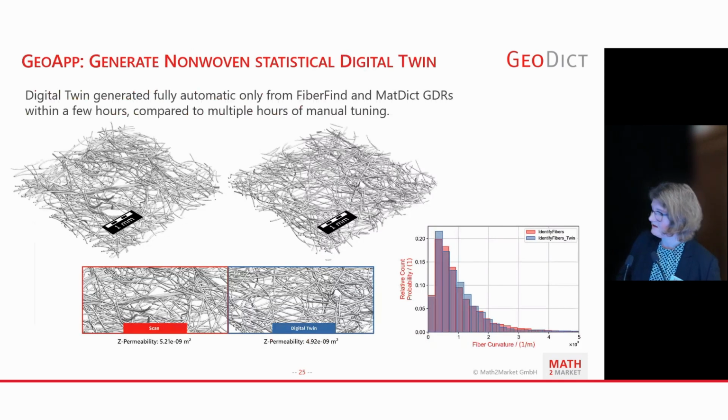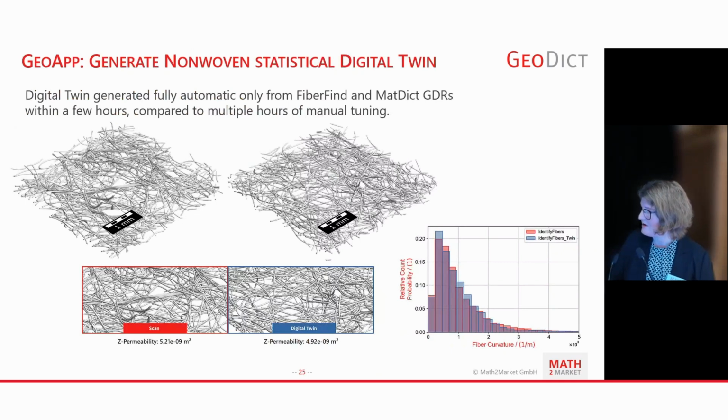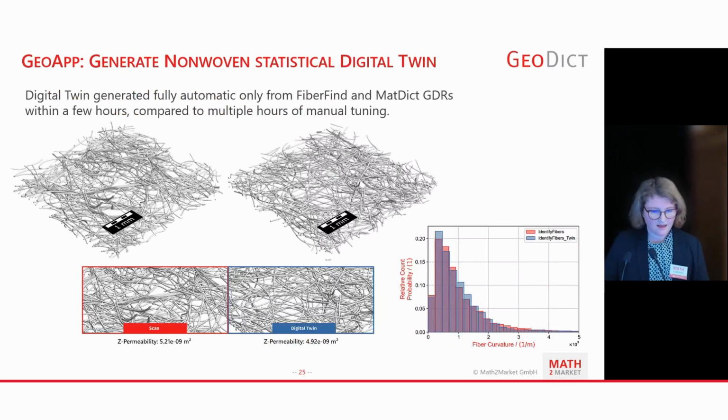And you can see that here in the example of a nonwoven. On the left side is the scan, and on the right side is the digital twin. And first, they really look very much alike, and also parameters such as the fiber curvature and also the Z permeability match really, really well.